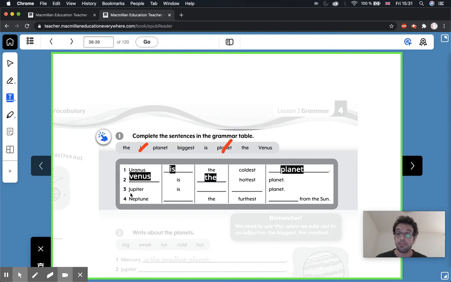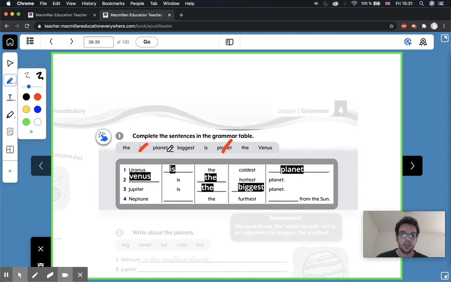Let's look at number 3. Jupiter is, y aquí nos falta the, como todos los superlativos, is the, and here we need our superlative verb. Here it is, the biggest. Jupiter is the biggest planet, el más grande, the biggest. Let's cross these. Okay.